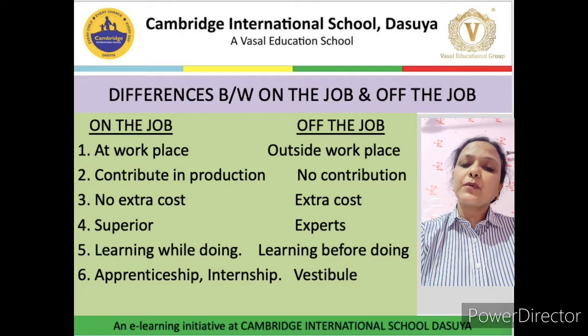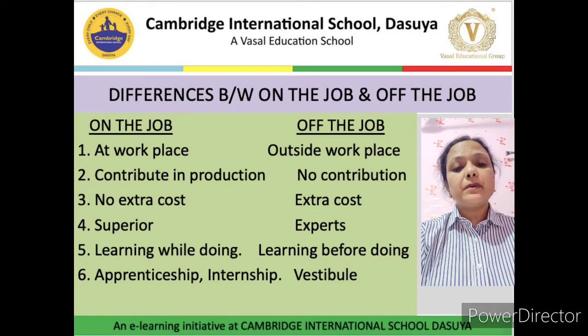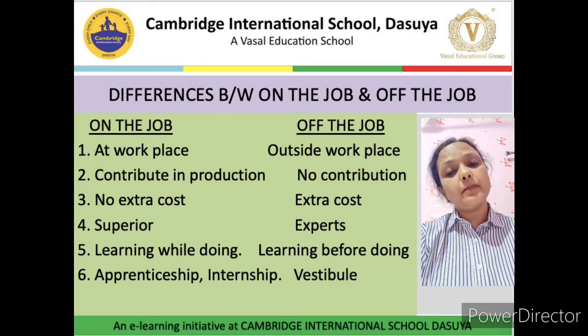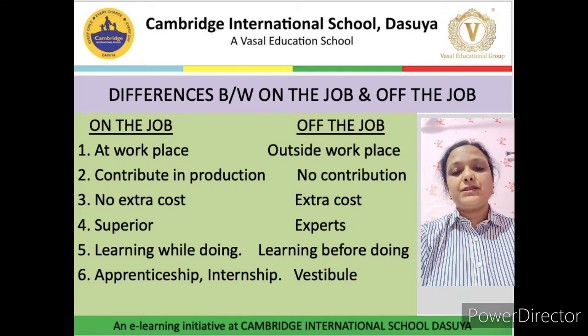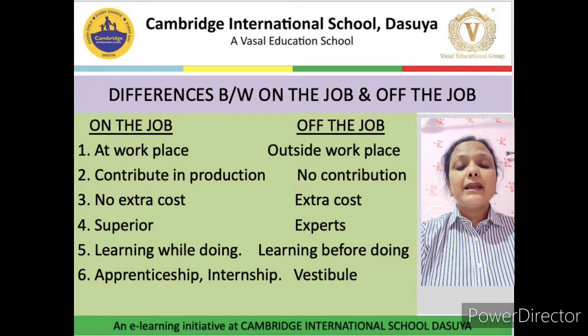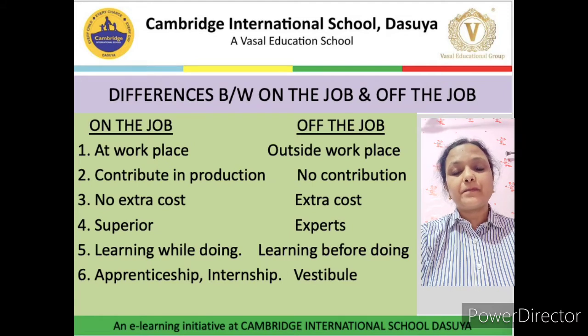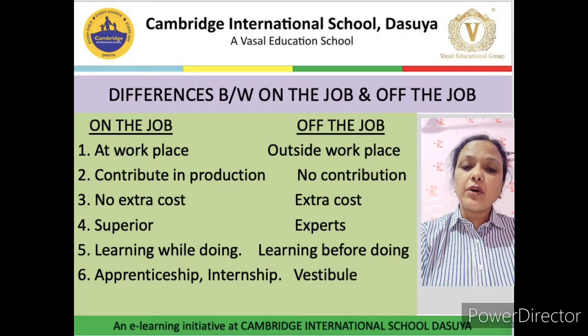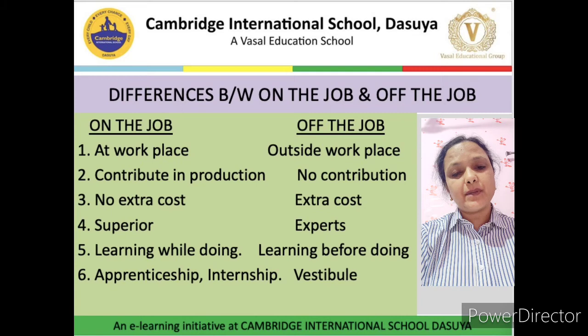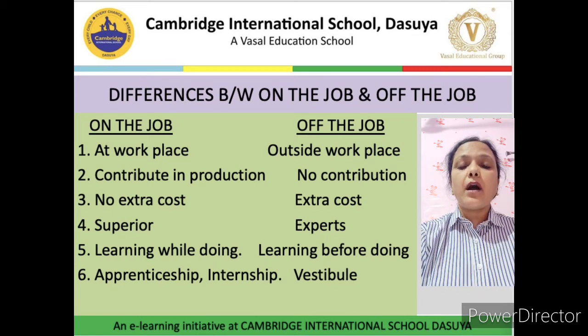On the job training is provided by the superior only, the person who is the master worker at the workplace. But off the job training is provided by an expert outside the organization. And next, on the job is related to learning while doing, and off the job, learning before doing. Examples of on the job training are apprenticeship and internship training. And an example of off the job training is vestibule training.